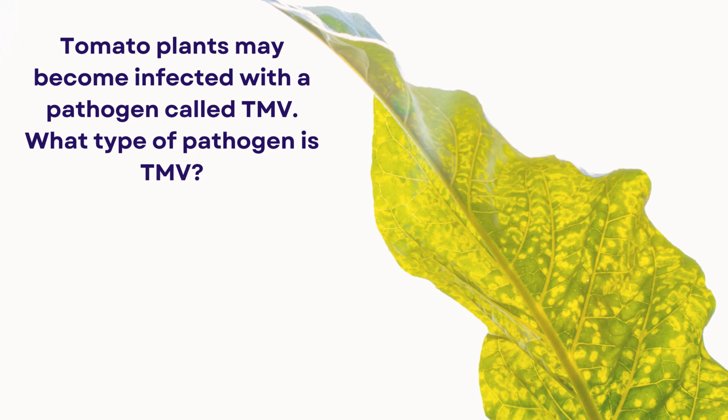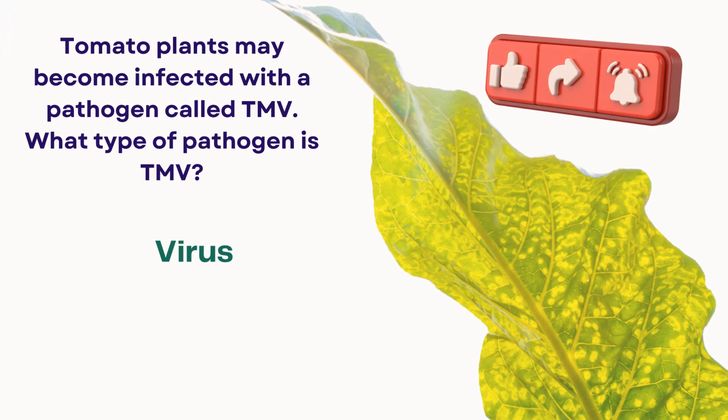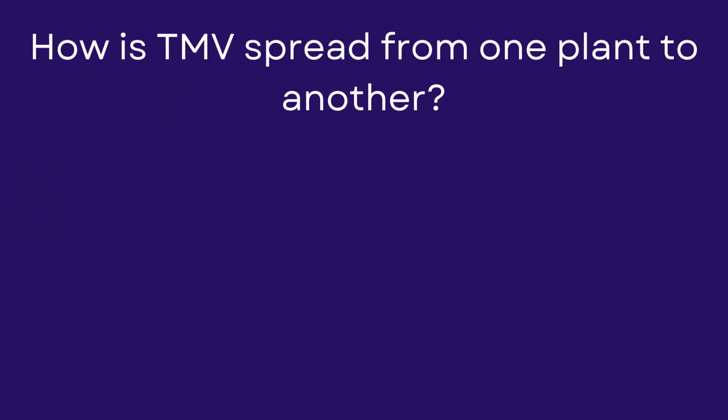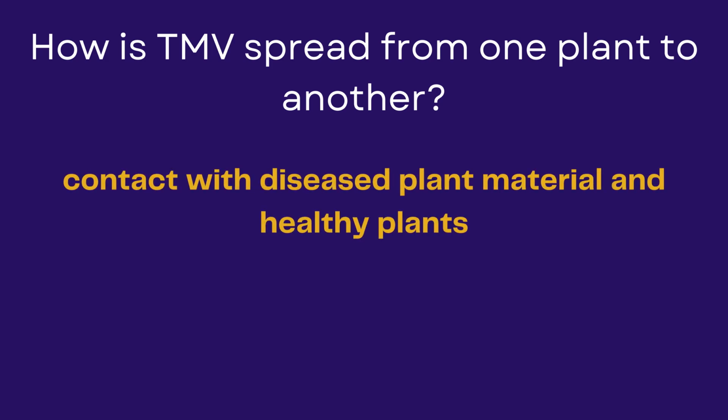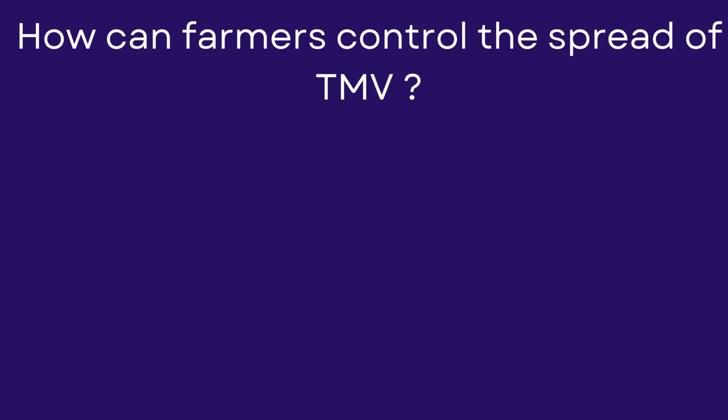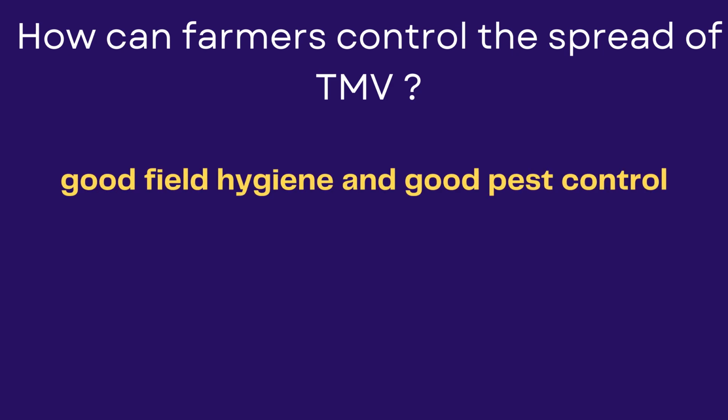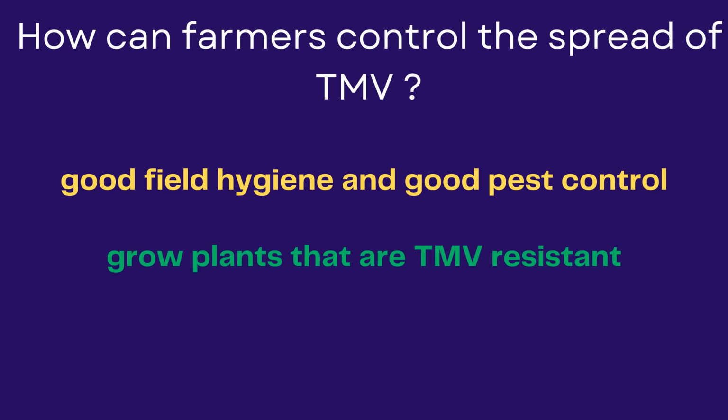Tomato plants may become infected with a pathogen called TMV. What type of pathogen is TMV? Very good, it's a virus. How is TMV spread from one plant to another? Contact with diseased plant material and healthy plant. How can farmers control the spread of TMV? Good field hygiene and good pest control. Grow plants that are TMV resistant. Any one of those answers.